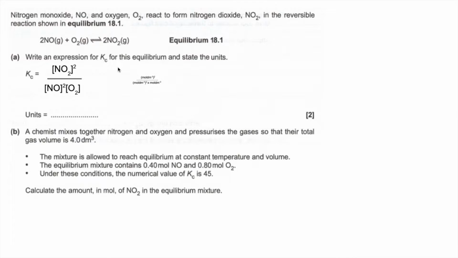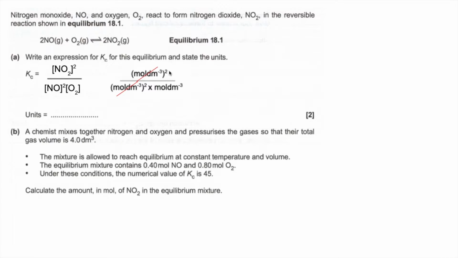So now for the units, just to show you where they come from. Basically all of these square bracket terms represent moles per decimeter cubed. So essentially we've got (mol per dm cubed) squared on the top divided by (mol per dm cubed) squared times mol per dm cubed. So obviously we can cancel those terms out.